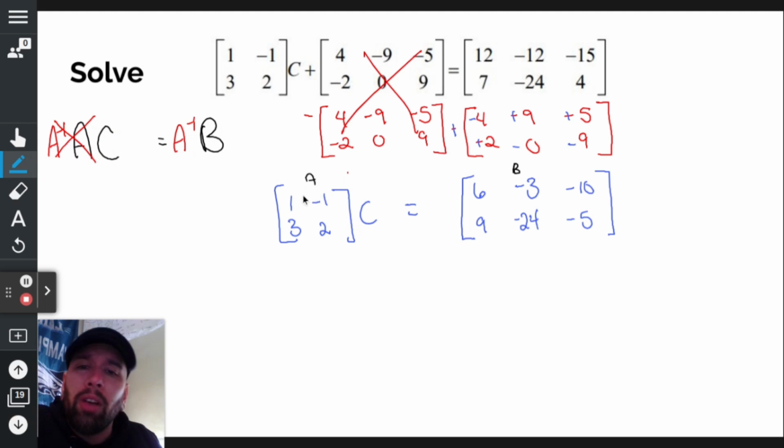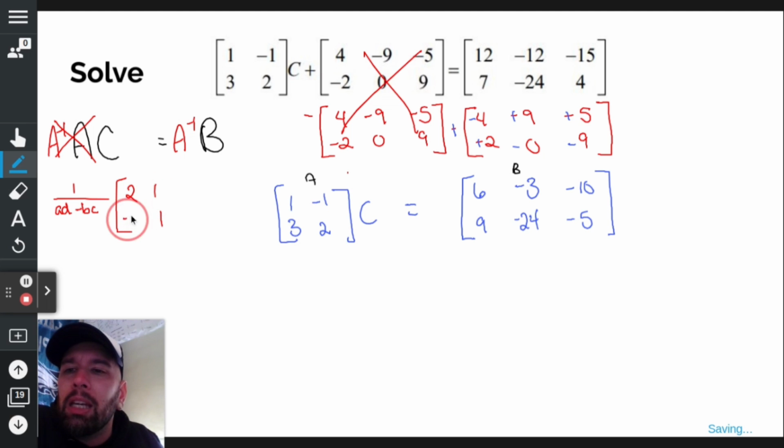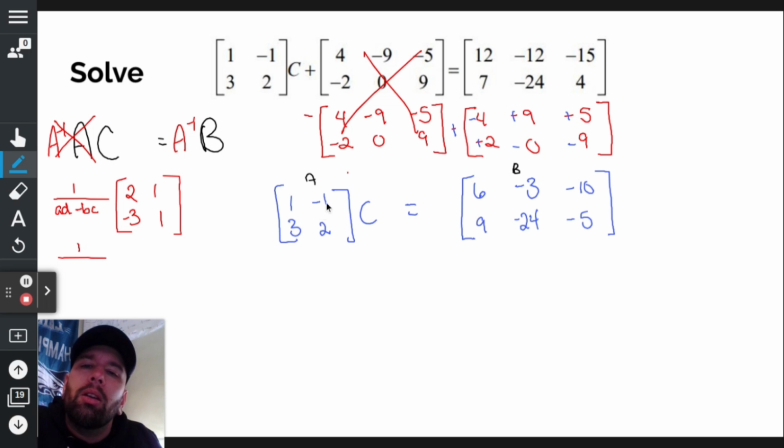So what I need to do is take this to the side and find the inverse of A. Now, how do I find the inverse? I just did it. It's 1 over the determinant, which is AD minus BC. And then you multiply that to the matrix where we swap these, make one positive and the other negative. Okay, so 1 over AD, which is 2, minus negative 3. So 2 minus negative 3 is 5.